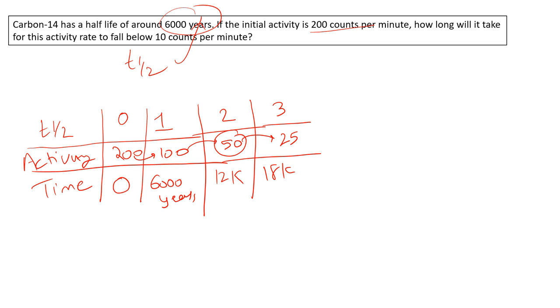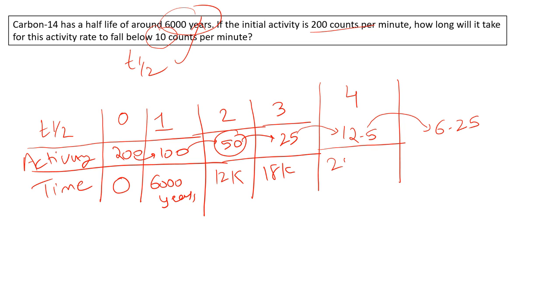Now we have to check when the activity falls below 10. If I divide 25 by 2, that gives me 12.5. If I divide this further by 2, we get 6.25. Now just check. 12.5 happens at the fourth half-life, when the time is 24,000 years, and at the fifth half-life the time is 30,000 years, and that's when we see that the activity has actually fallen below 10 counts per minute.